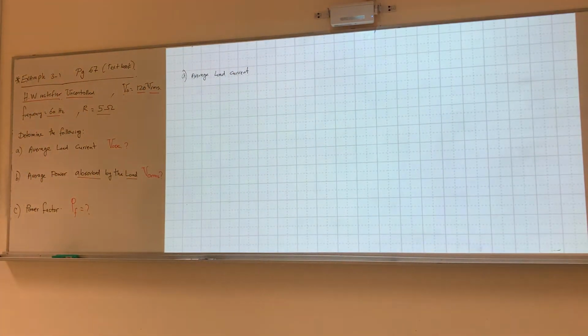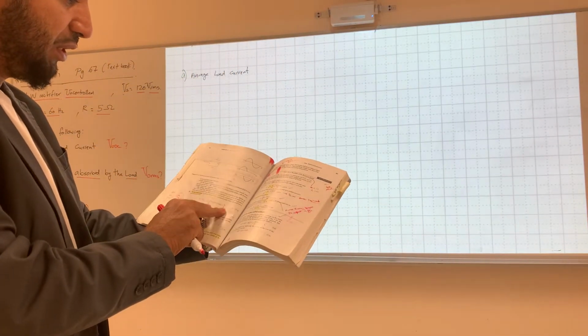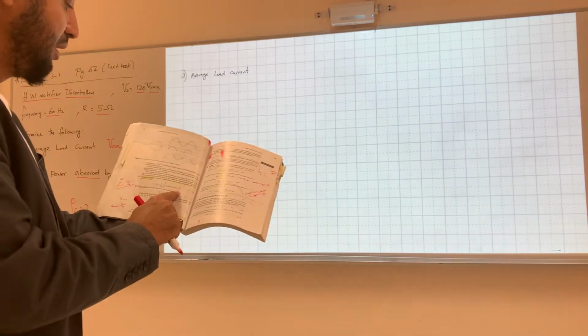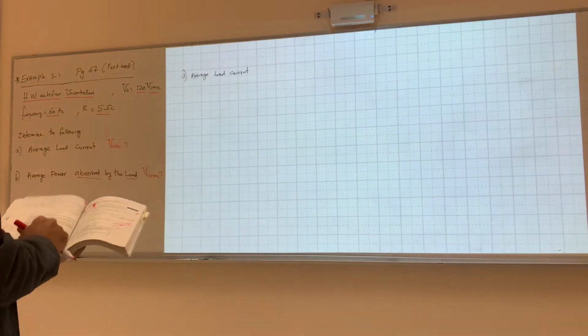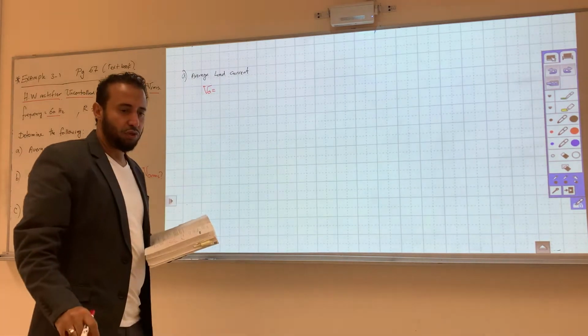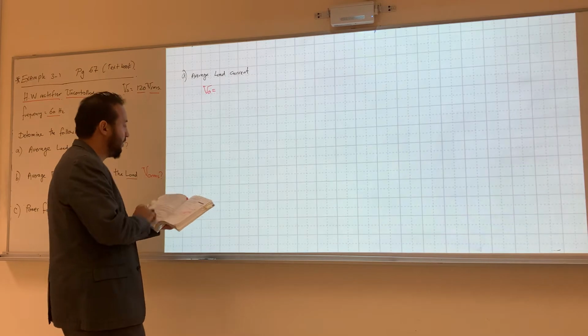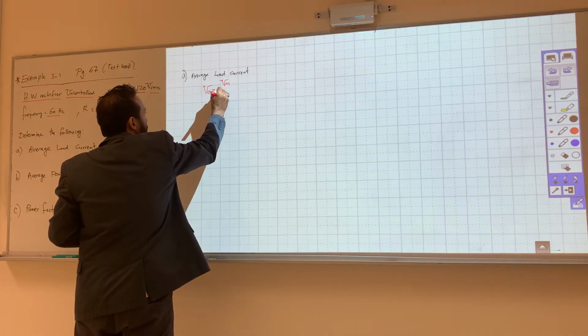Anyhow, those are the equations, and this is the example right here, page 67. So let's answer part A, which is the average load current. It means they're looking for V out DC. So we know from this, or even from the textbook, that V out equals V max over pi. You can find those equations on page 66. In the textbook it says here V max over pi.